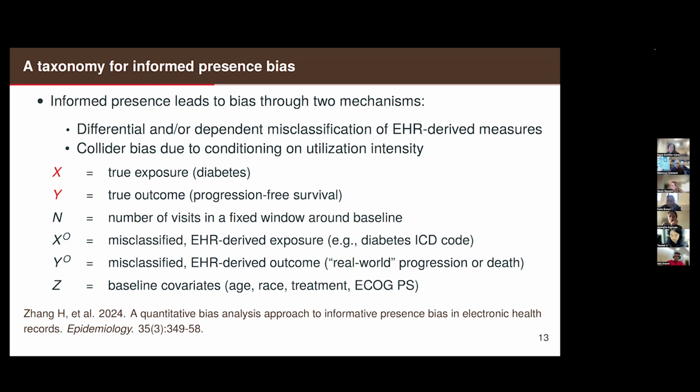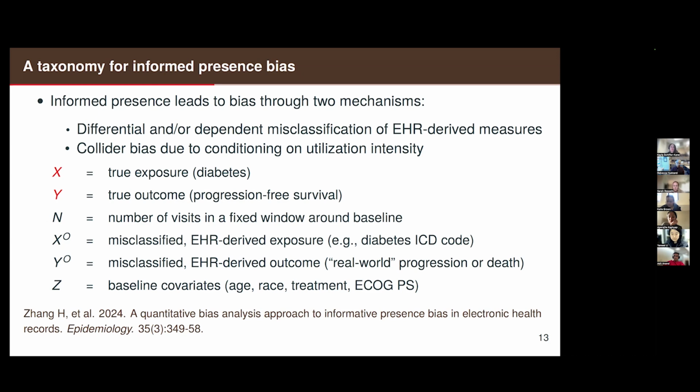We also have a vector of baseline covariates Z. I'm going to assume that they're measured without error. That's probably not a great assumption, but that introduces a whole other level of challenges I'm not going to deal with in my talk today. So I'm just going to assume I have at least good information on patients' baseline covariates. And then I additionally have information N, which represents their utilization intensity.